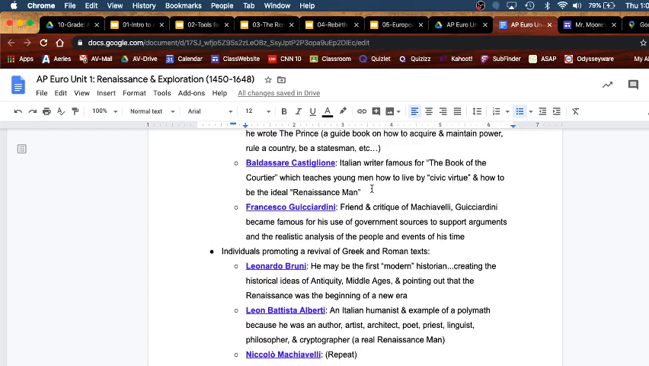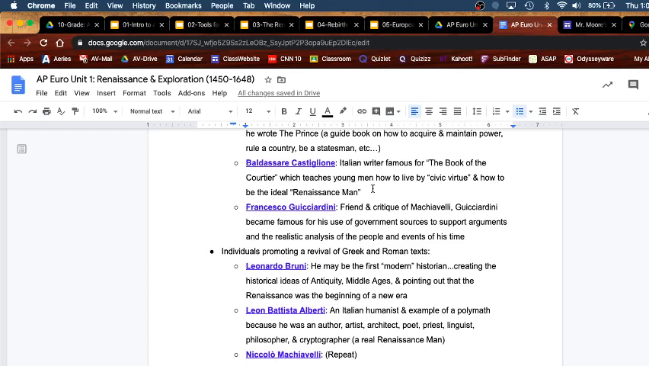Baltasar Castiglione is an Italian writer famous for The Book of the Courtier, which teaches young men how to live by civic virtue and how to be the ideal Renaissance man. We could add even in there, he wants people to be a polymath. He wants people to learn. He says that the most important thing that a young man should be educated in is the classics. And by reading the classics, they'll learn this concept of civic virtue.